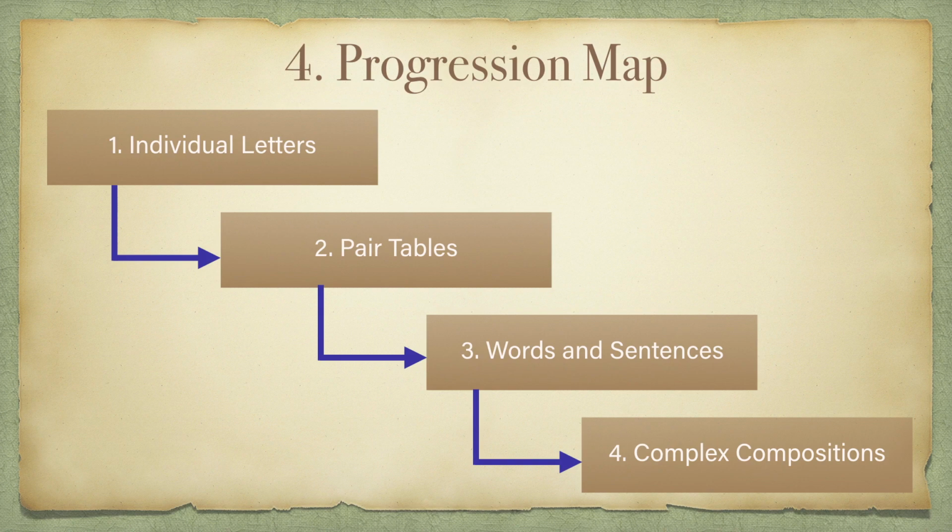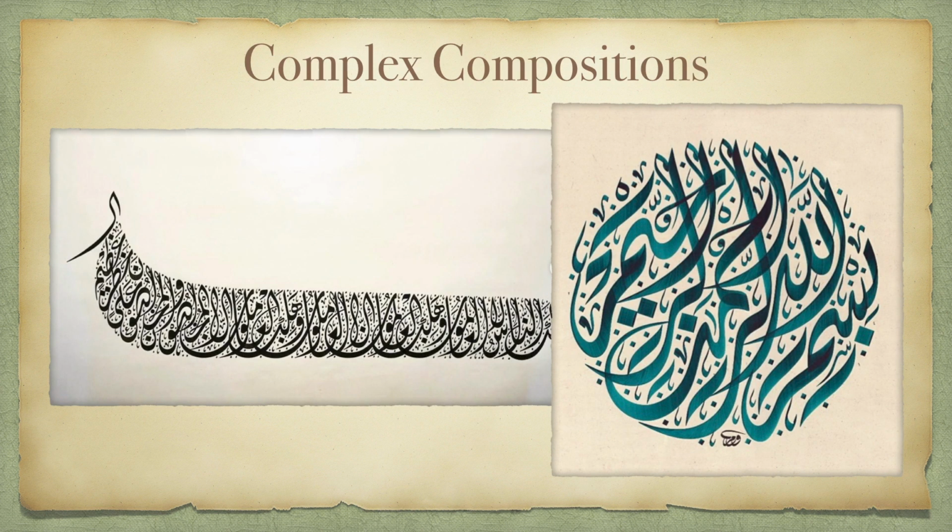Now, the last tip here is that, once we have become comfortable with writing words and sentences, we move over to composing complex compositions. In the Diwani script, we have a variation of the script called the Jali Diwani script, and this is nothing more than just an embellished version of the core Diwani script that we have learned up until this point in time. If you have a look at the examples that I have here of Jali Diwani, you'll see that it's essentially the same script, but it does have a lot more embellishments.